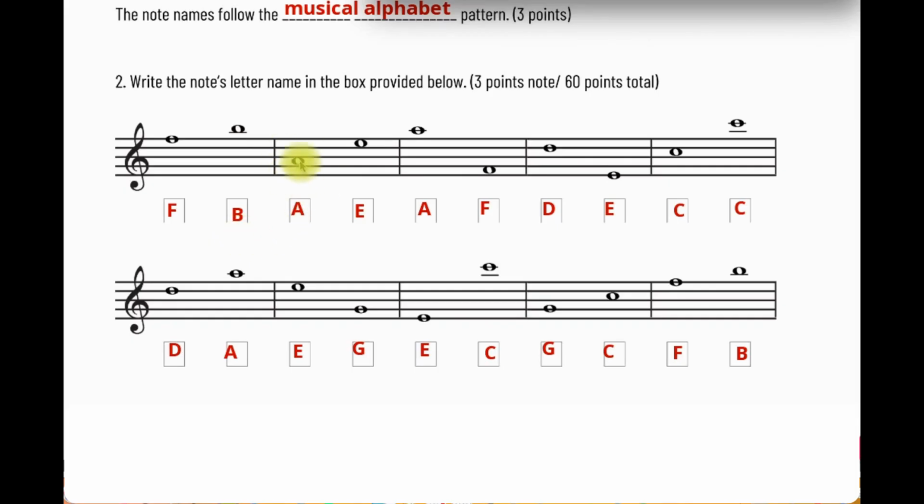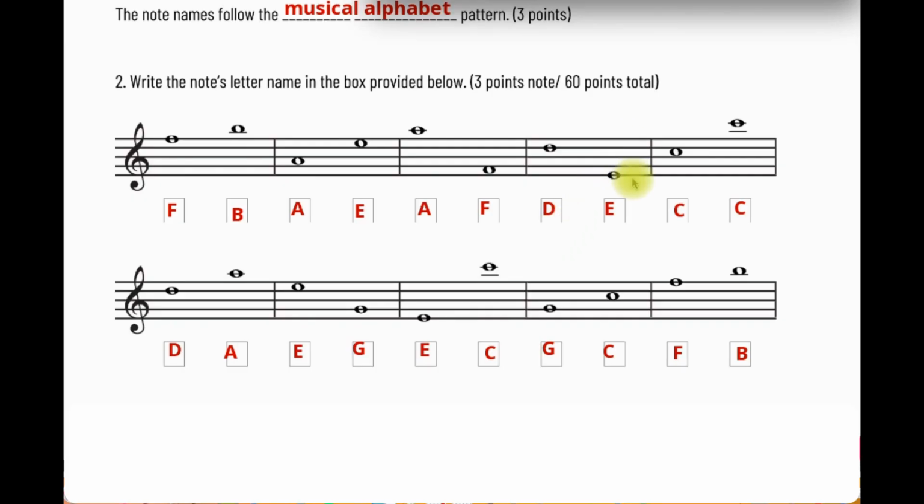We have a note here on the 2nd space, note A. We have a note here on the 4th space, note E. We have a ledger line here that's above the treble clef staff, which is note A. Then we have our note here on the 1st space, which is note F. We have our note here on the 4th line, which is note D.